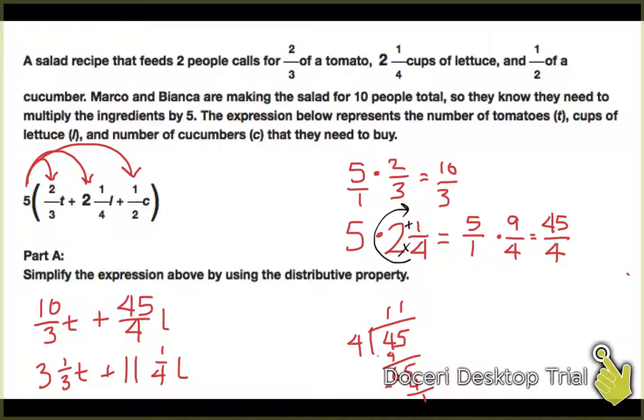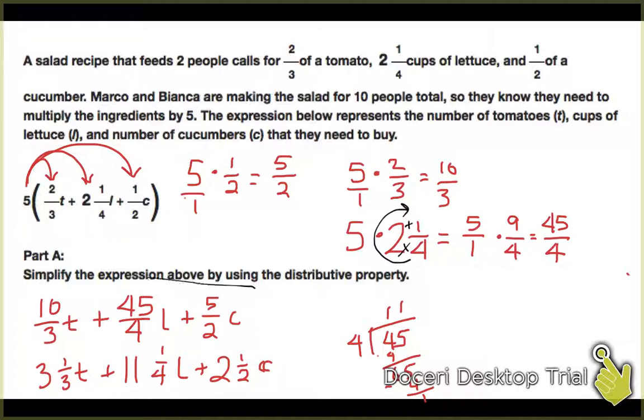Alright, last one, we have 5 times 1/2. So I'm going to put a 1 underneath the 5 and multiply straight across, and I get 5 halves. So this is going to be 5 halves C for my cucumbers. If I divide that, I'm going to get 2 1/2 cups of cucumbers. So I will either accept this up here, leaving it improper, or I will accept it in whole numbers. Either way is correct.